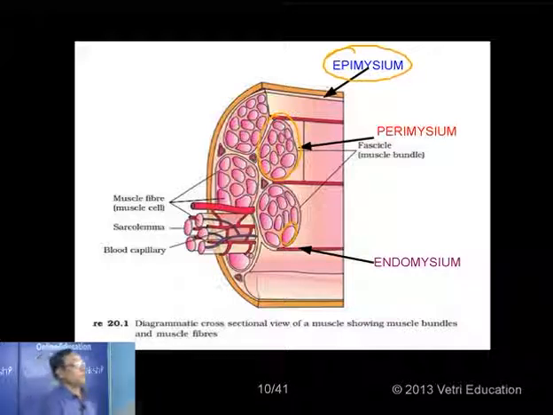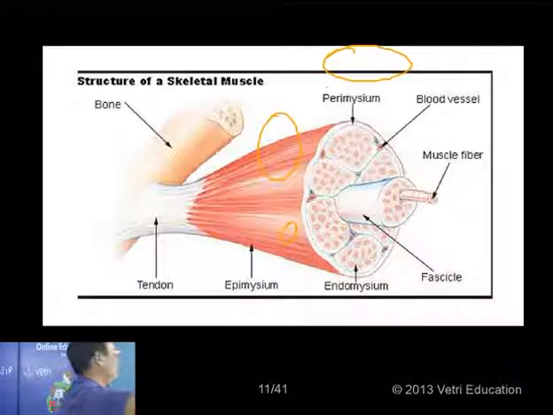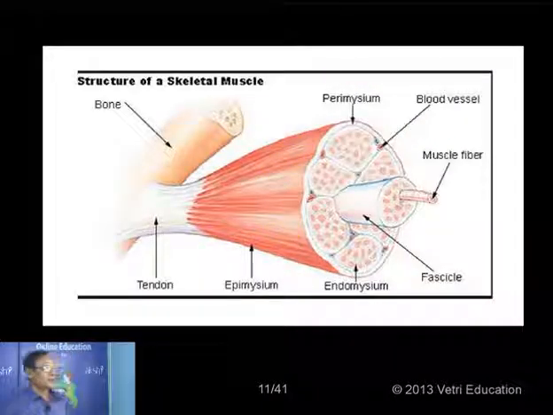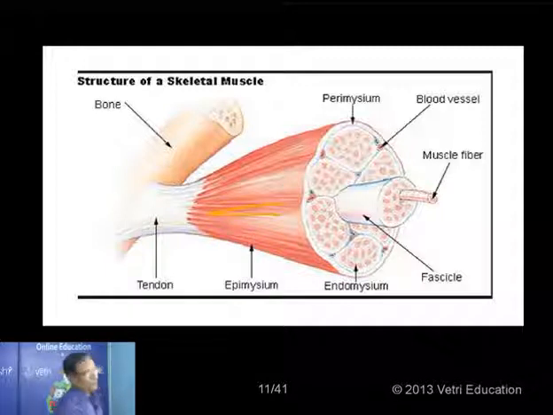I'll show another picture just to give a clear representation of this. See, this is the entire muscle. This is the epimysium, the outermost one. You see this muscle bundle. This is one muscle bundle, and this one is the perimysium. And we have the individual muscle fibers. The individual muscle fibers are surrounded by a covering, what we call the endomysium.